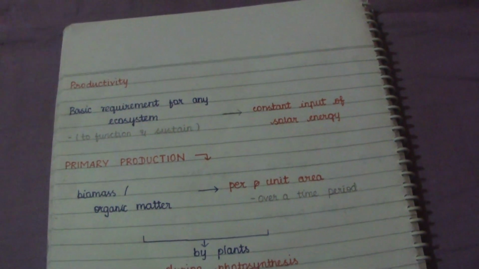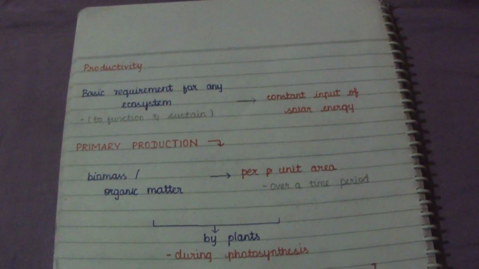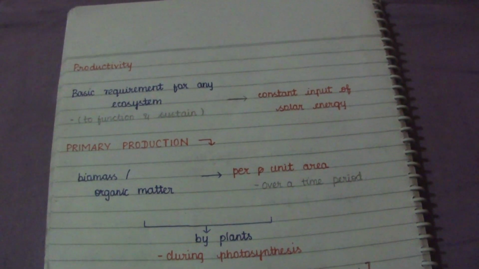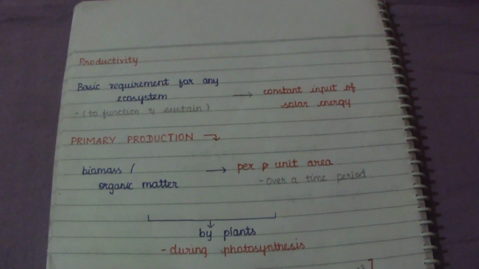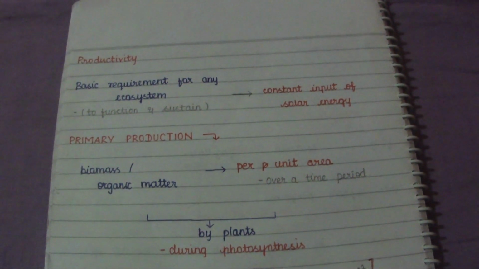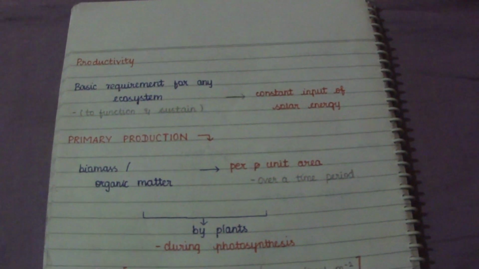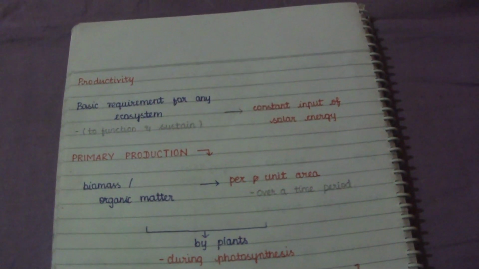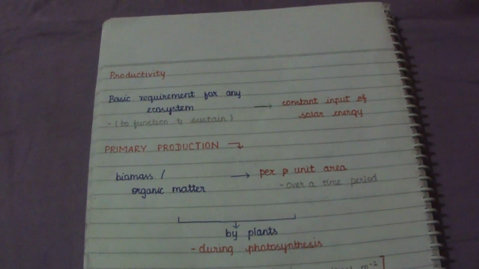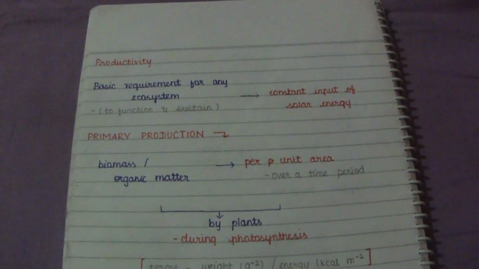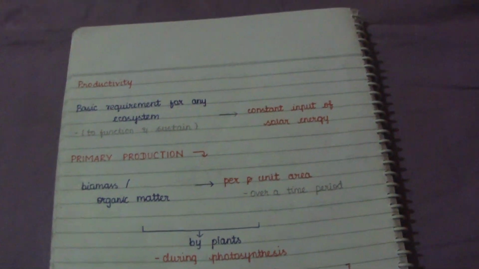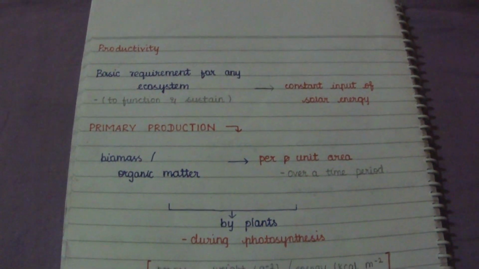So now it is productivity. We know that solar energy is a very basic requirement for any ecosystem to function or sustain. The constant input of solar energy is very important for an ecosystem, whatever type of ecosystem it may be.